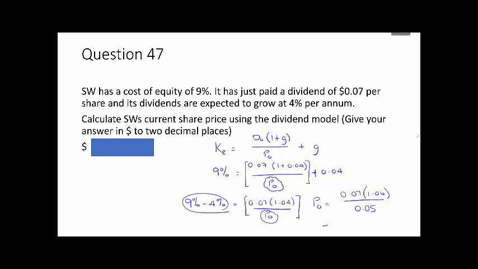If we do that, it will give us an answer of 1.456, but they've asked us to round our answer to 2 decimal places. So normal rounding rules apply. Once we get to 5, we round upwards. So in this case, the final answer would be $1.46.